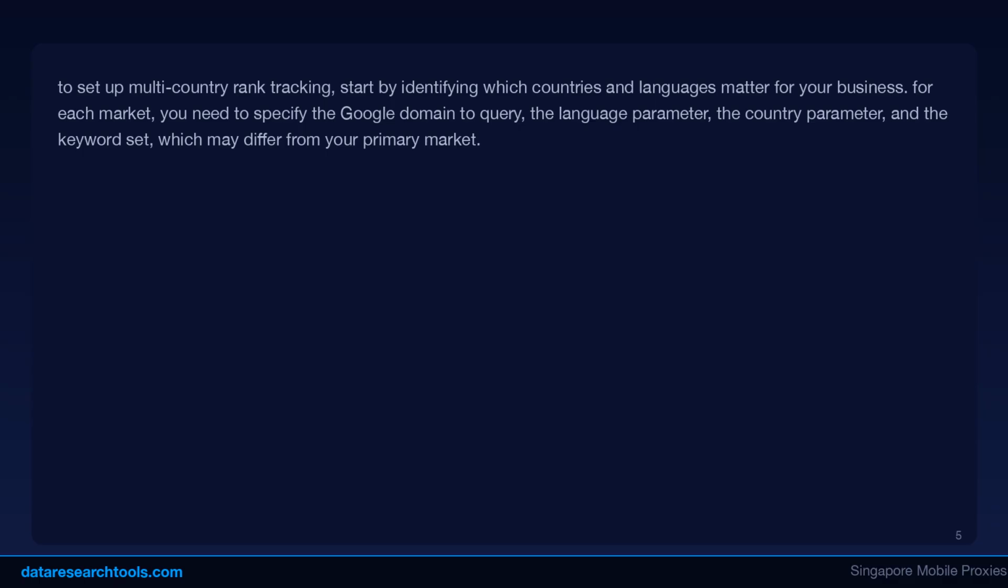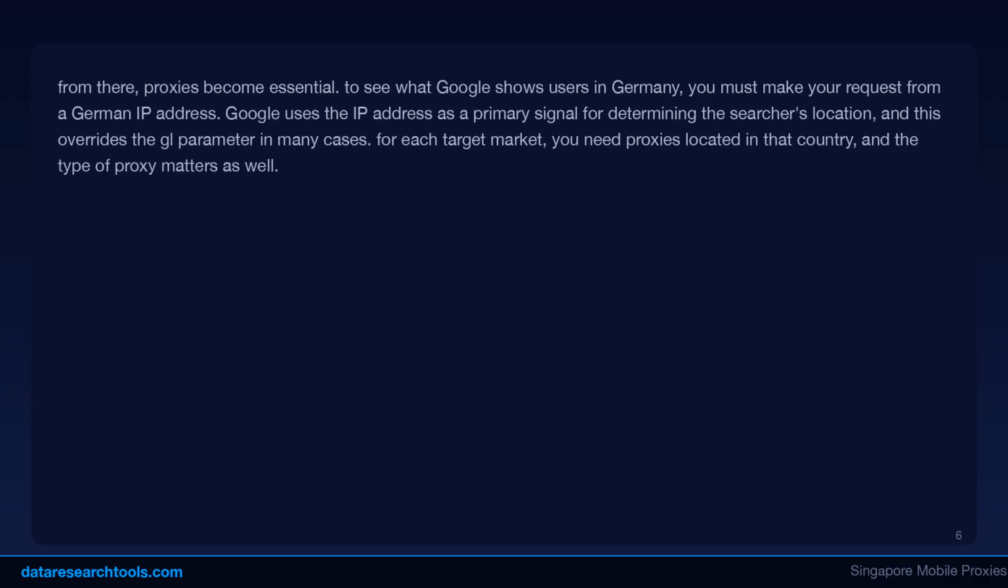From there, proxies become essential. To see what Google shows users in Germany, you must make your request from a German IP address. Google uses the IP address as a primary signal for determining the searcher's location, and this overrides the geo parameter in many cases. For each target market, you need proxies located in that country, and the type of proxy matters as well.